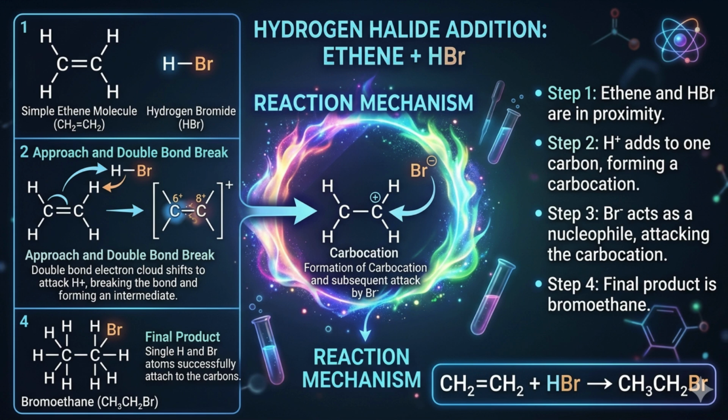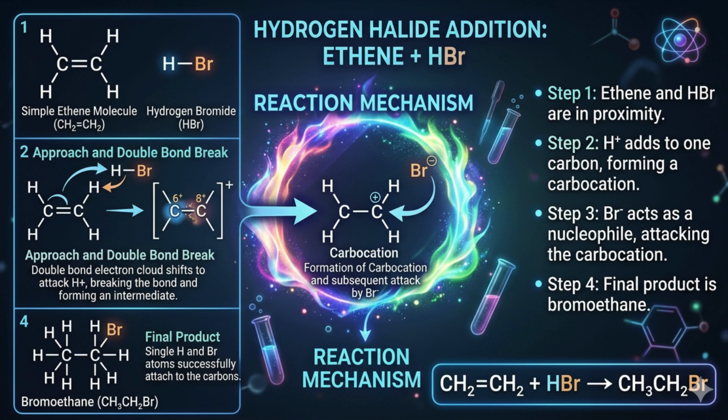Step 2. The attack. As they approach, the electron-rich double bond in ethene reaches out to attack the hydrogen atom in hydrogen bromide. This causes the double bond to break and the H-Br bond to snap, leading to a temporary transition state.